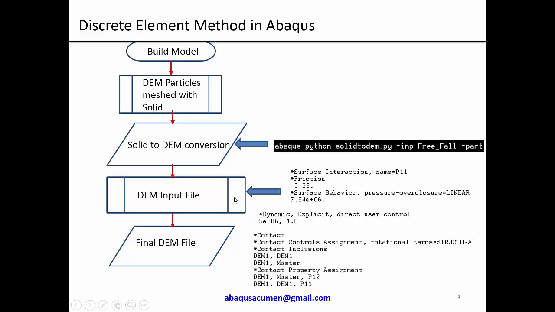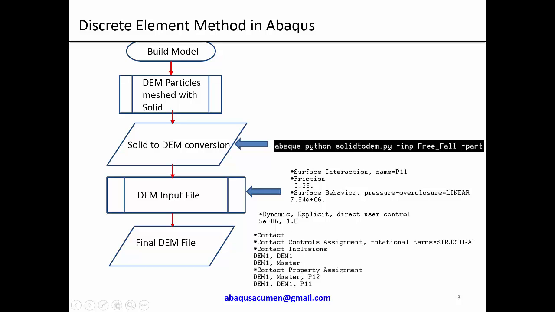In this problem we have a rigid floor and the sand particles, so everything is rigid. There is no deformable element to calculate the time step. So we are going to use star dynamic explicit with direct user control, and specify a minimum time increment. Along with this we use a contact control assignment with rotational term, and then give a contact inclusion like DM to DM, so particle-to-particle contact, and particle-to-floor contact. For particle-to-particle contact we use the contact stiffness, friction, and pressure-overclosure linear.